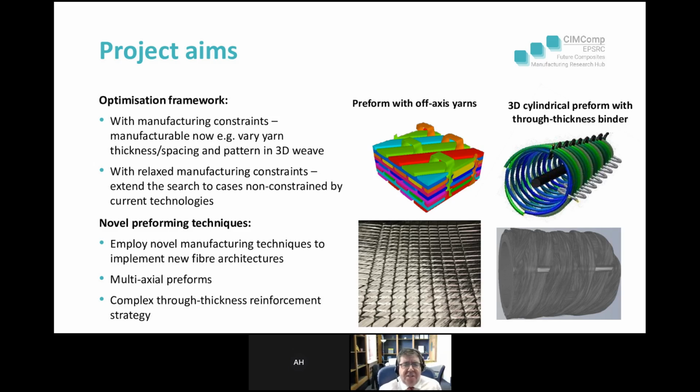And the sorts of things you can see on the slide represent the kind of areas where we're developing new manufacturing processes. Prasad will talk a lot more about this, but we're looking at things like multi-axial woven materials, where you don't just have 0-90 yarns, but you have yarns at any angle that you like in the plane. That's one of the technologies being developed. And another is cylindrical materials with through thickness reinforcements derived from a combination of a braiding and winding process.